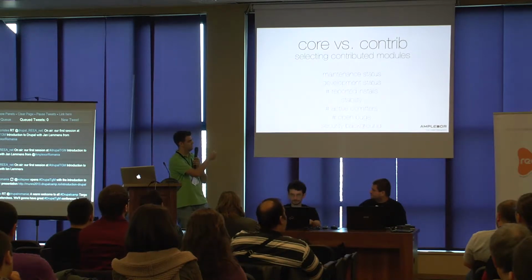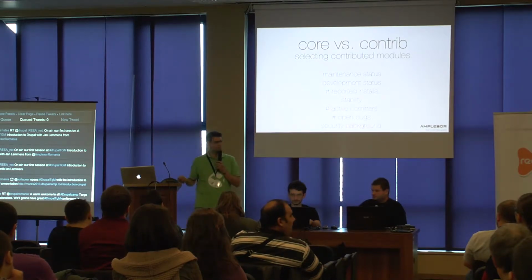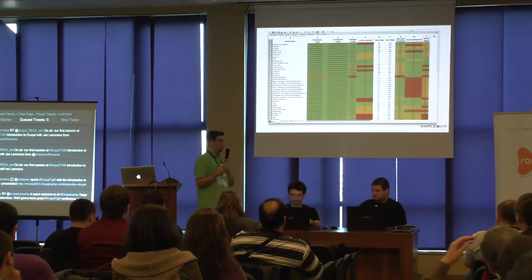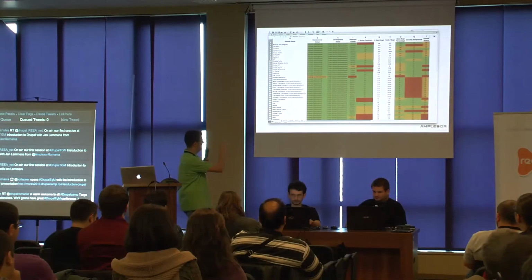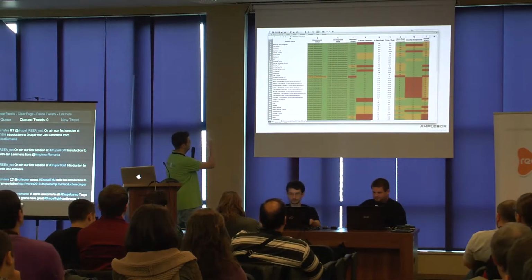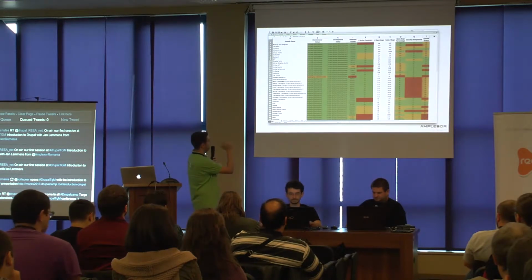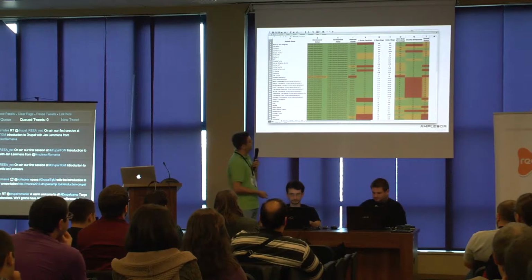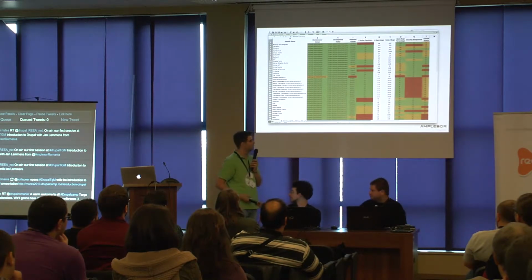If you do use all of these checks in selecting modules, what we actually do at Amplexor is we create a list. This one is an Excel list for a customer which actually gives us an overview of the status of certain modules. And if in the right column there's a red circle.